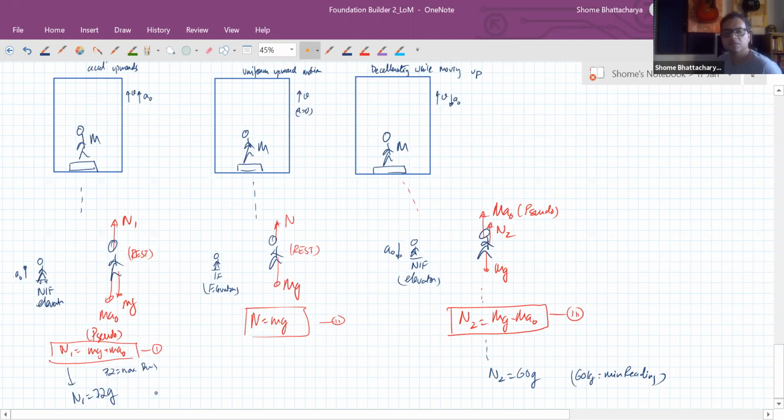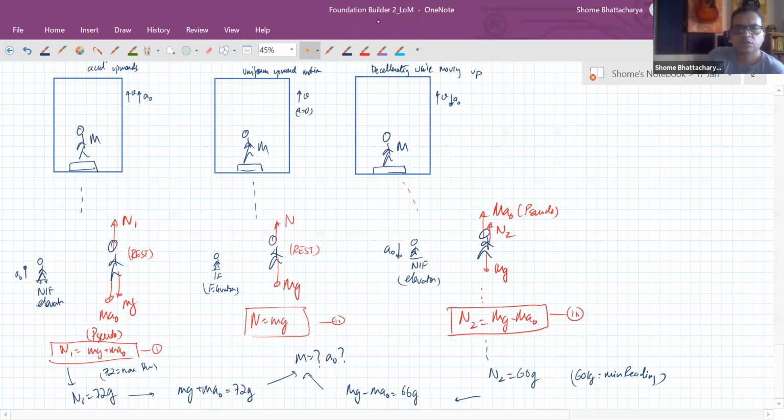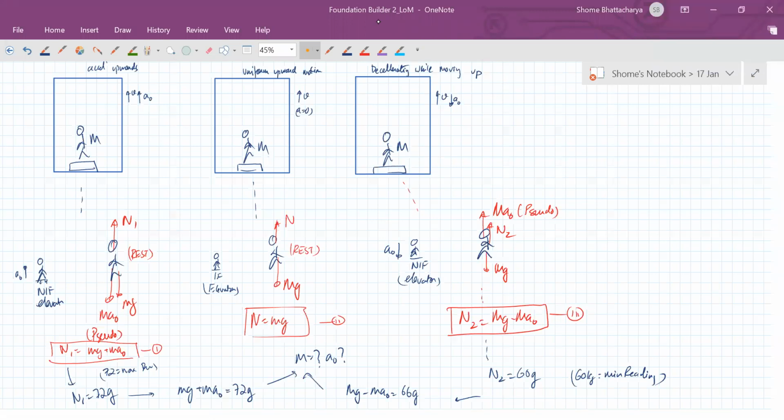Okay, so now we compare these equations. So mg plus ma naught is equal to 72g, and mg minus ma naught is equal to 60g. From this you can easily find out how much is m, and you can also find out how much is a naught. Both the things you can find out. Okay, so hope this question is clear, people. Now next we'll move on to question number 19. So go through it. I'll explain question number 19's free body diagram.